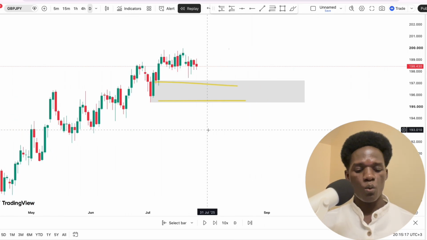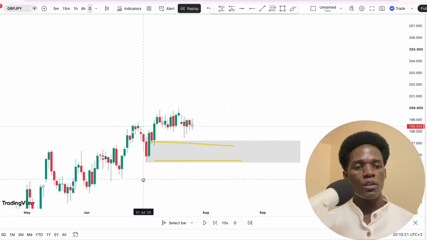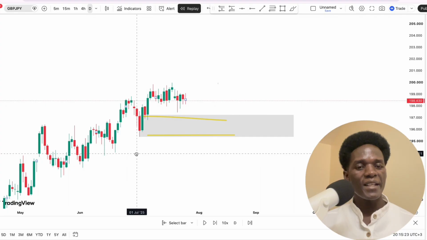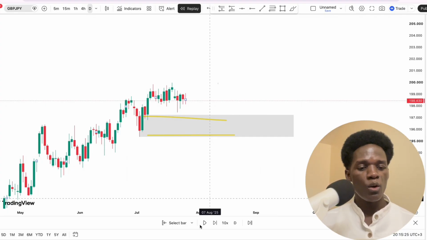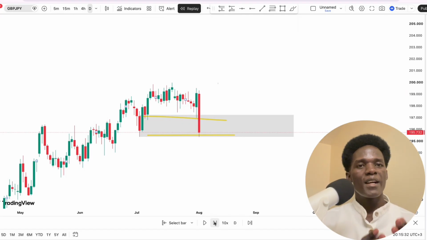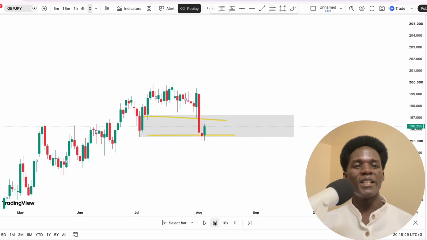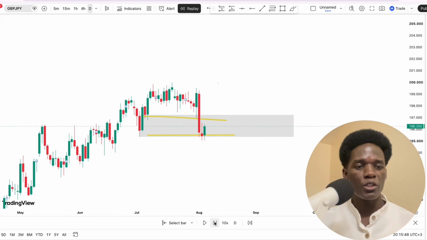So let us wait for price to come back and retest our higher low. Let us just wait and see. Now, when the price comes back, don't just enter immediately. You have to wait for a good confirmation before you enter. When the price comes back, get the confirmation. Don't enter immediately. First get the confirmation.